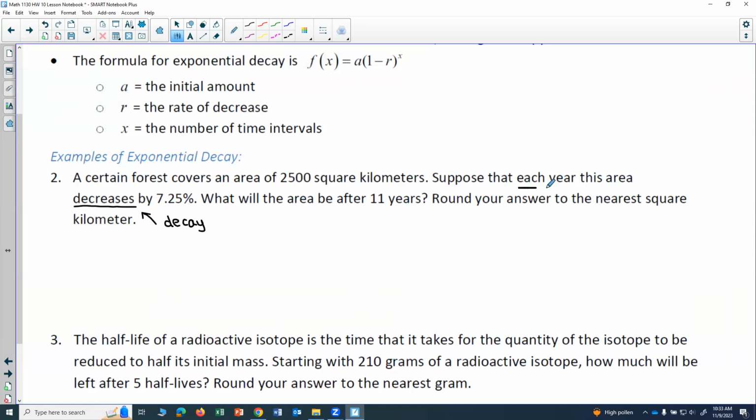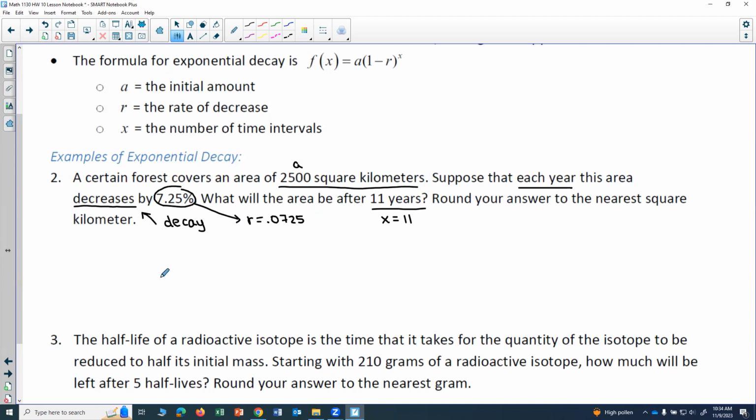So our time intervals are years. So 11 years is going to be 11 time intervals. So we'll have x equals 11. Our initial amount was 2,500 square kilometers. So that's our initial amount A. And our rate is 7.25%, which would translate to an r of 0.0725. Round your answer to the nearest square kilometer.